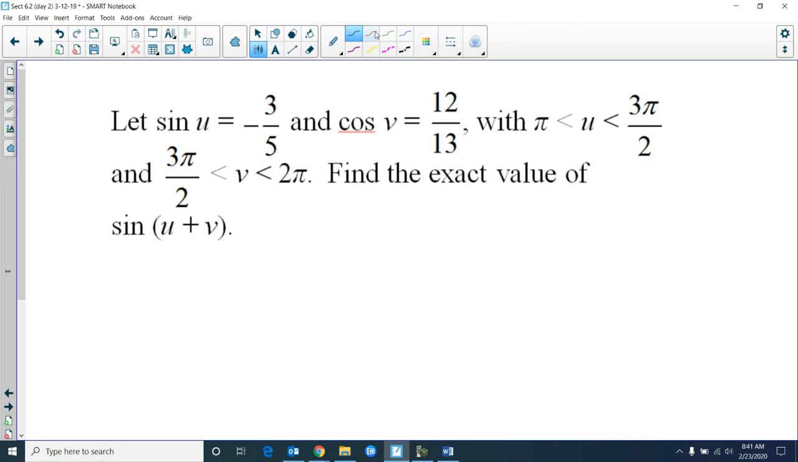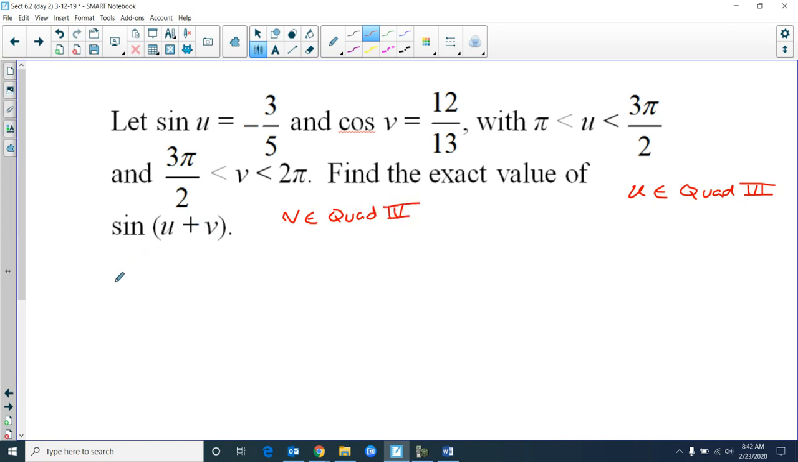So the first thing we do is, what quadrant is u in? If it's between pi and 3 pi over 2, it has to be in quadrant 3. And 3 pi over 2 is less than v, is less than 2 pi. That means that v is in quadrant 4.